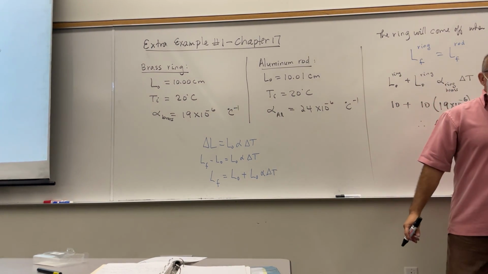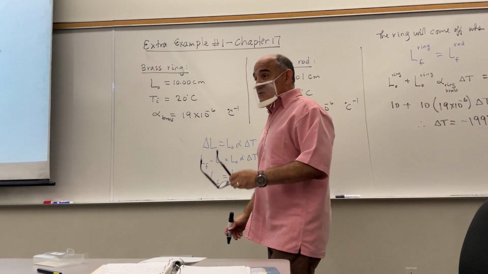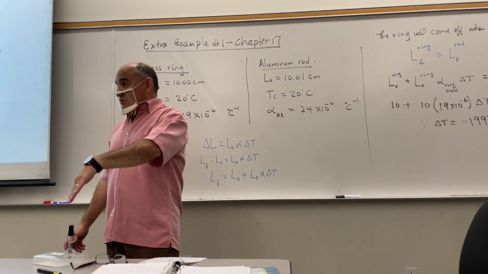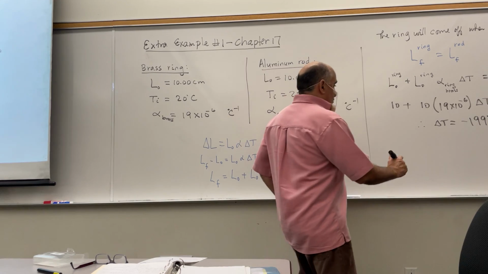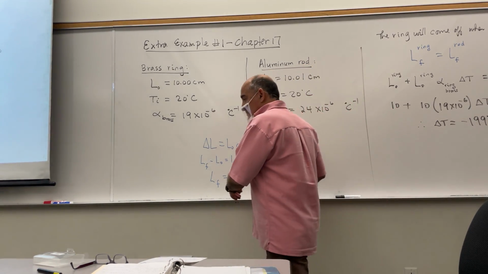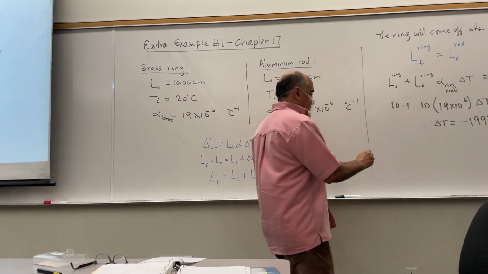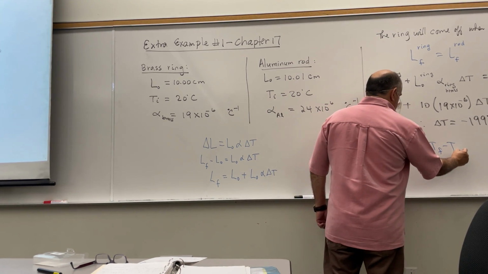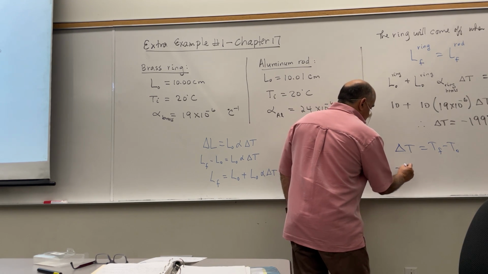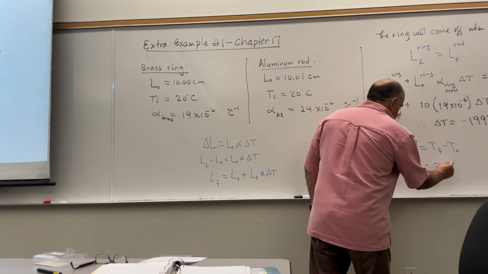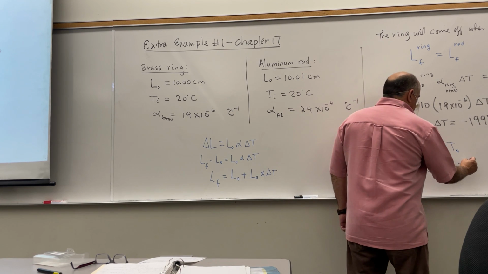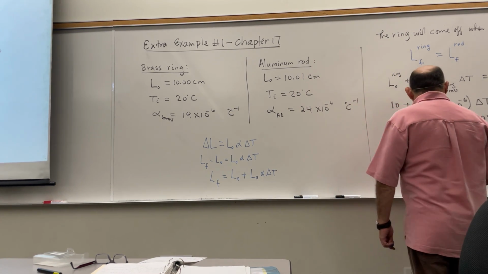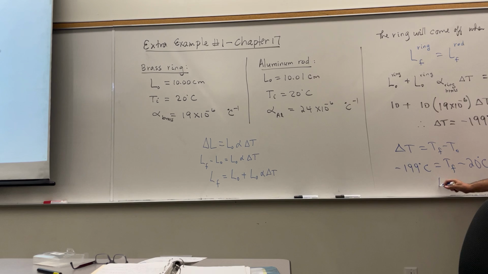But the question was not, how many degrees should I cool this thing down? The question was, to what temperature should I cool it down, right? So delta T is the changing temperature, the final temperature minus the initial temperature. And the delta T is minus 199 degrees Celsius. The final temperature is what I'm looking for, and the initial temperature was 20 degrees Celsius, right? So from here, you get that the final temperature will have to be minus 179.